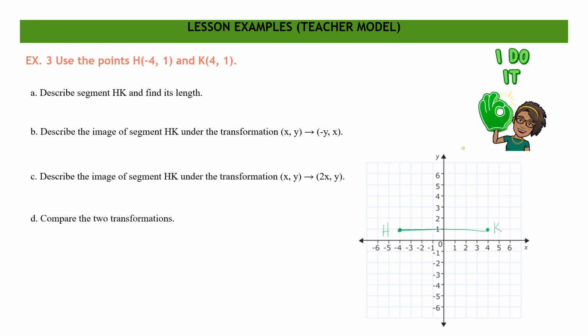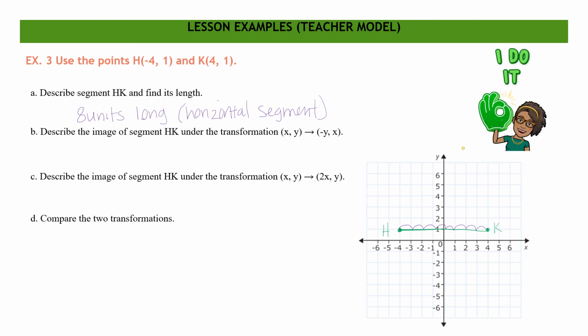So it tells us to describe the length of the segment. So, well, here I can just count the units from one endpoint to the next. So I have 1, 2, 3, 4, 5, 6, 7, 8. I have 8 units. So this is 8 units long, and it's a horizontal segment. Okay, so right now we're just describing what type of segment we have.